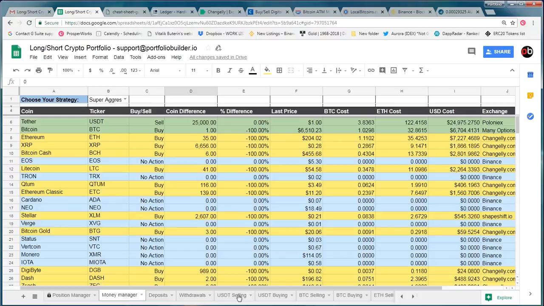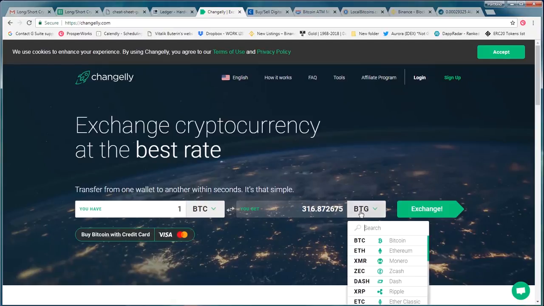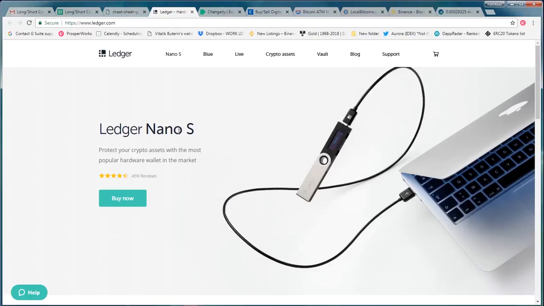But the remaining series of purchases should be bought with Bitcoin and ordered through Changelly. So we can actually ship our Bitcoin from Coinbase to Changelly and then convert it into each of these coins and deposit those coins directly to our Nano Ledger S wallet.